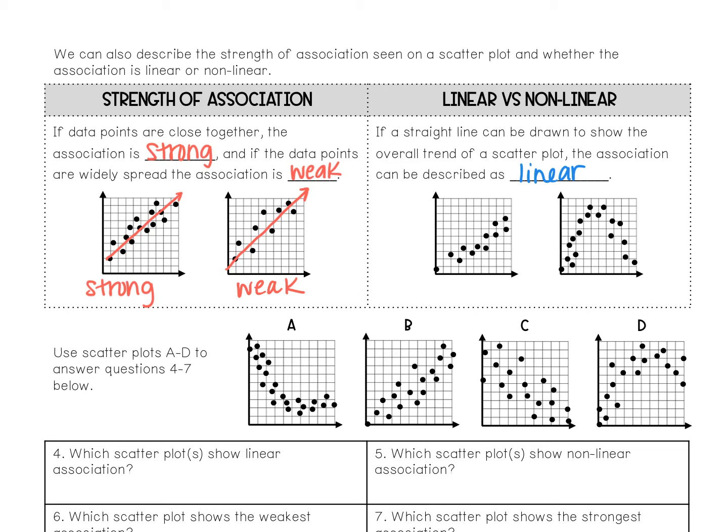So in this first scatter plot here, I can draw a straight line and that would describe the general trend, right? That as X goes up, Y goes up. So this is linear. But if I look at the second one, if I were to draw a line through the middle of those points, it would be a curved line. This is actually called a parabola. But it's not a straight line, so it's nonlinear.